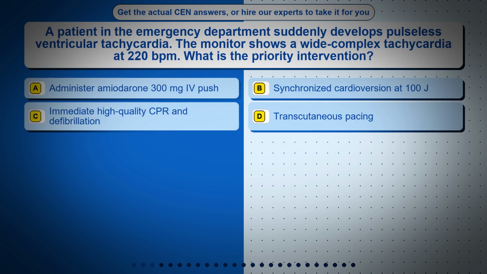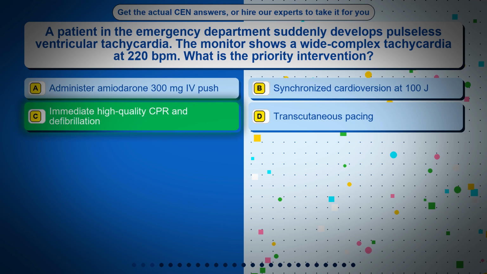Question 3. A patient in the emergency department suddenly develops pulseless ventricular tachycardia. The monitor shows a wide complex tachycardia at 220 bpm. What is the priority intervention? Option A. Administer amiodarone 300 mg IV push. Option B. Synchronized cardioversion at 100 J. Option C. Immediate high-quality CPR and defibrillation. Option D. Transcutaneous pacing. The correct answer is Option C.